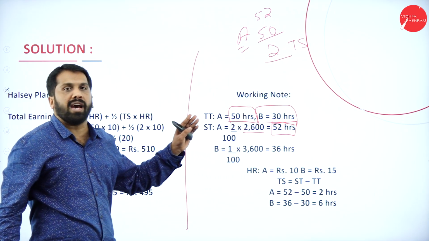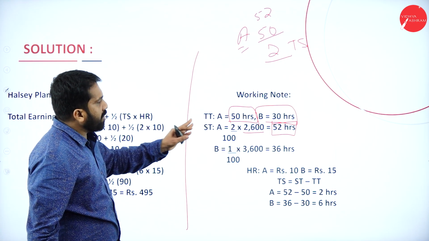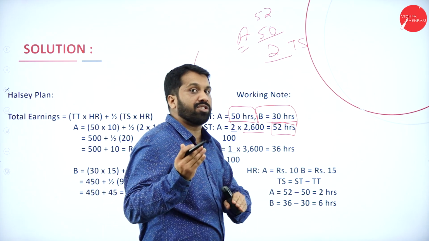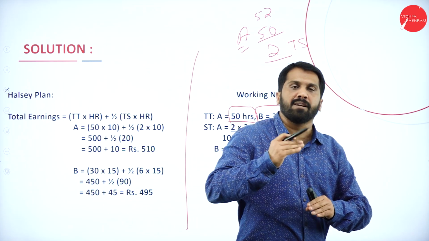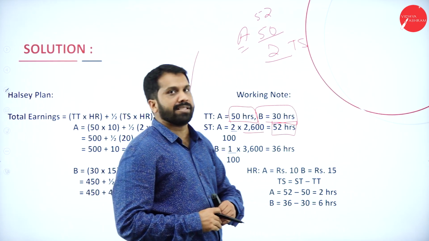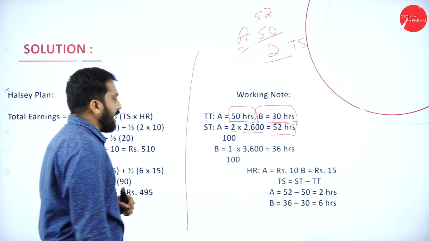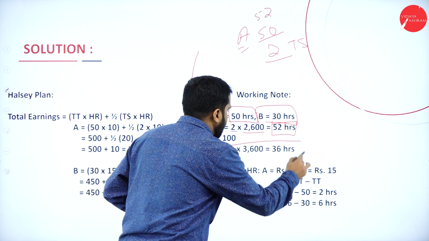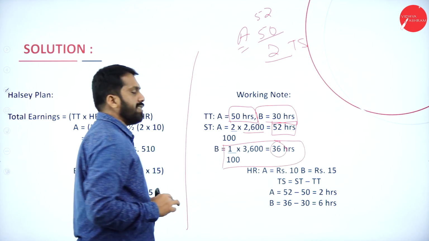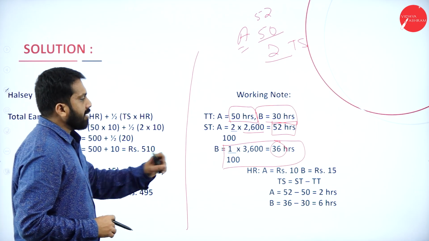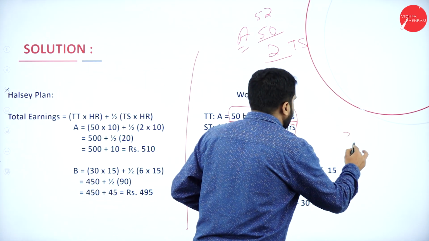The standard hours we have calculated, and the actual hours taken is already given. The difference between standard and actual, we call it time saved. Similarly, we'll go for B. The B calculation will be the same. You will get 36 hours as per the standard time. Now, 36 hours is the standard time.